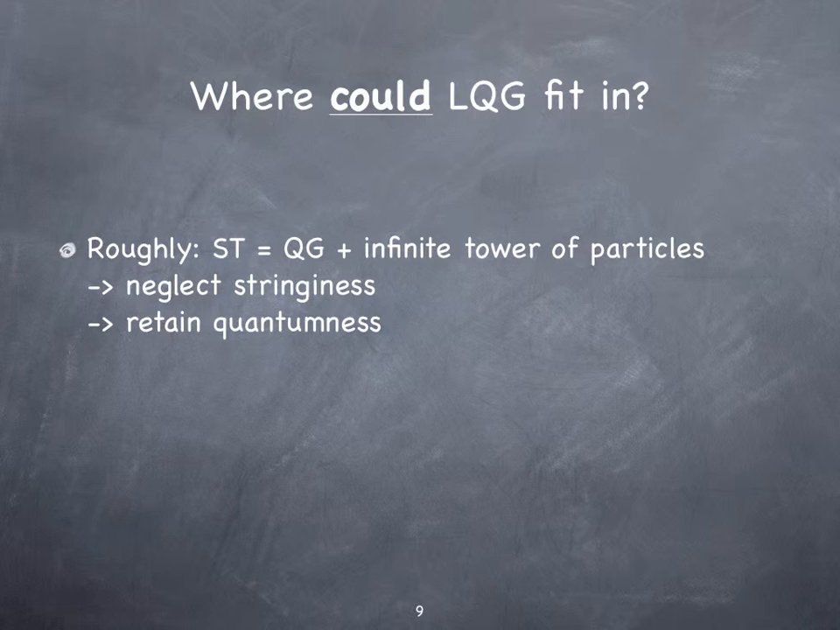So how would that fit into string theory, or how could that fit into string theory? So string theory roughly is a theory of quantum gravity. However, it's not just this theory of quantum gravity, it has an infinite tower of particles that come on top of that, which are given by these higher string states. So therefore, naively, if you would now like to connect this to a quantum supergravity that you have, what you would need to do is you would want to neglect the stringiness of your theory, so neglect all these higher string modes, however retain the quantumness of the theory, because you want to describe this quantum theory.